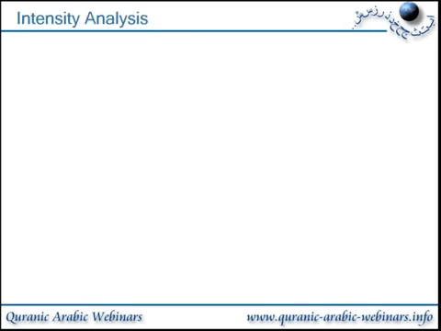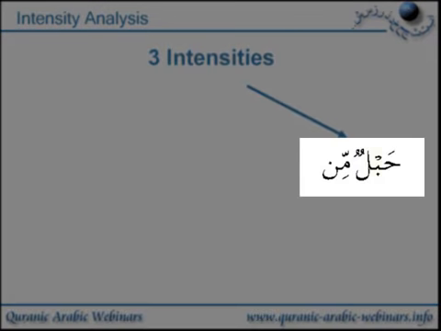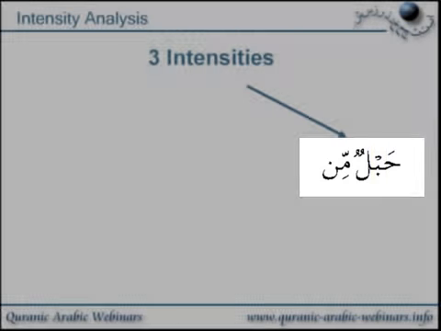So we'll do a small analysis of the 3 intensities. Here's a word and we've got the letter ba, which is one of the qalqalah letters, i.e. the echo letters, and it's sakin, and it's in the middle of a sentence and we're not stopping. So this will be simply read as habalummi. Okay, so habalum. So the haba is just nice and very soft because it's in the middle of a word.